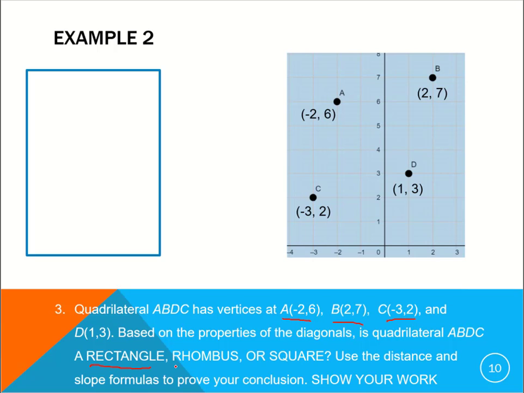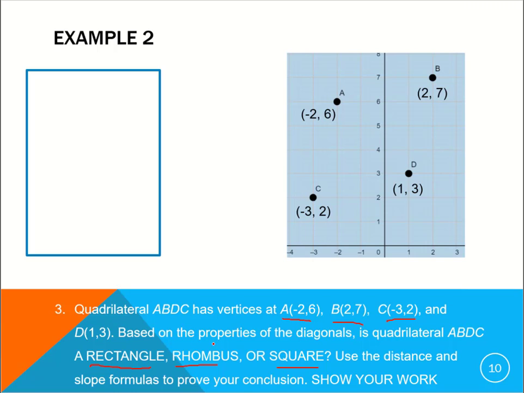I have rectangle, rhombus, or square. So it looks like it could be a rhombus. What do we know about a rhombus? We know that the diagonals are perpendicular, and we know that the sides are equal, but we're not going to be talking about the sides. So I've seen a lot of answers turned in that calculate the distance of the sides, and you're just doing twice as much, if not more, work to get the wrong answer and not get credit.